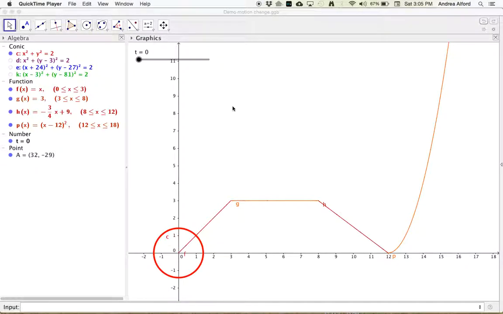This is a video instruction on how to make your circle follow a particular path. I started by creating a path, and that's what you see here in red.